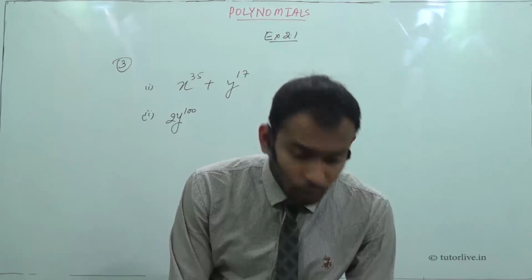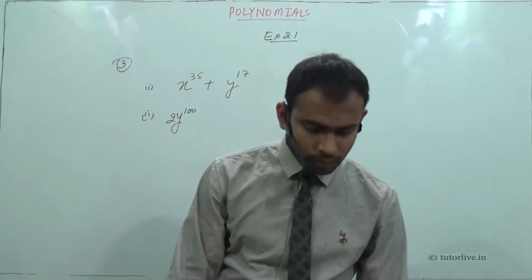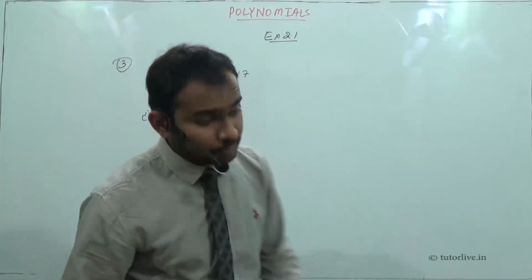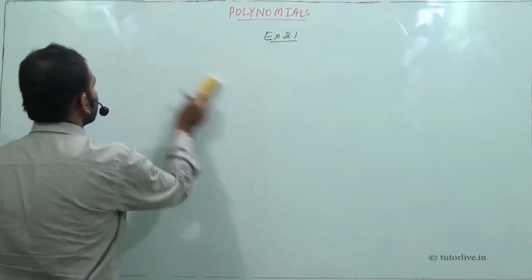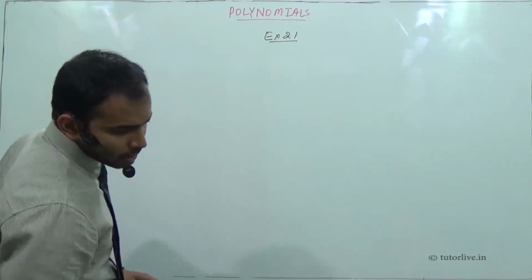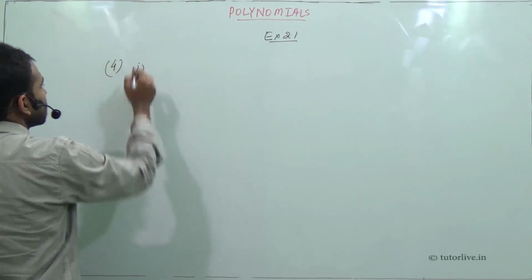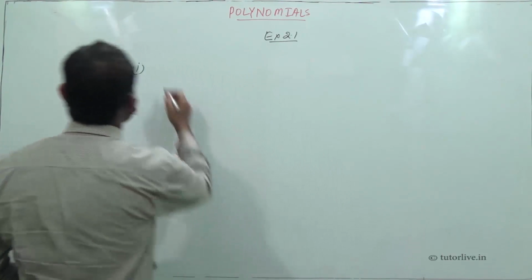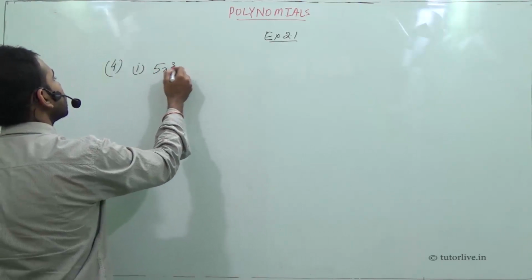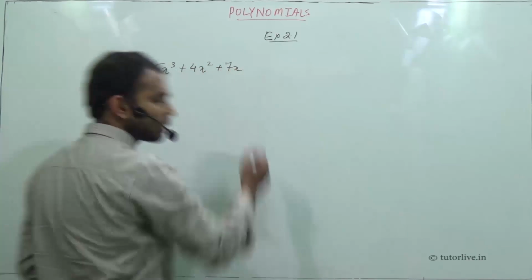Moving on to question number 4. Write the degree of each of the following polynomials. We know what the degree is. Degree is the highest power of that particular expression. So moving on to the fourth part, the first question is 5x cube plus 4x square plus 7x. That's it.